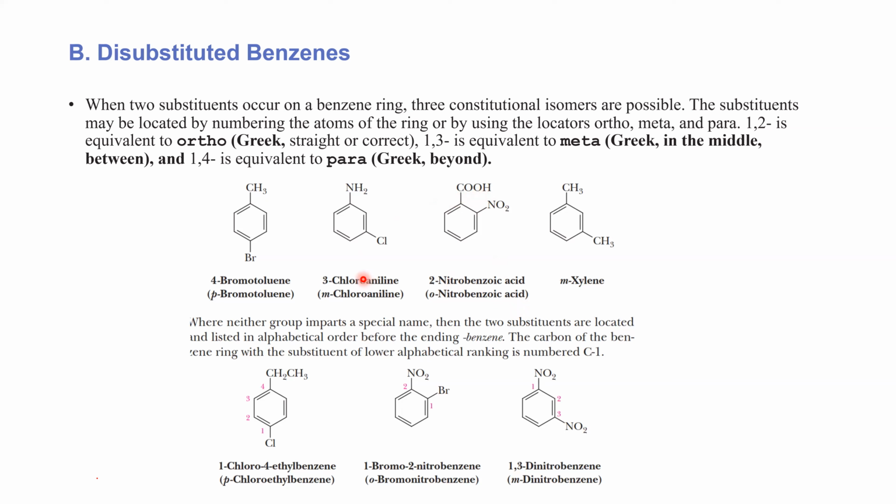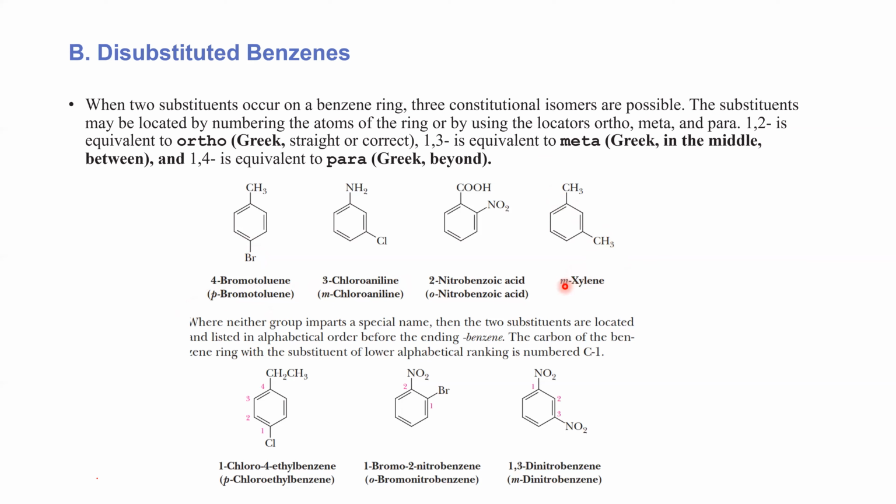The next: if this is the second substituent on the third position, this refers to the meta position, and that is 3-chloroaniline. The fourth position refers to the para position, and here you can see this is 4-bromotoluene. Now when there are two methyl groups on an aromatic ring, we use the special name xylene to mention that there is an aromatic benzene ring substituted by two methyl groups.